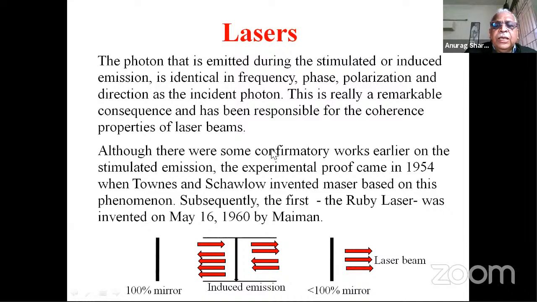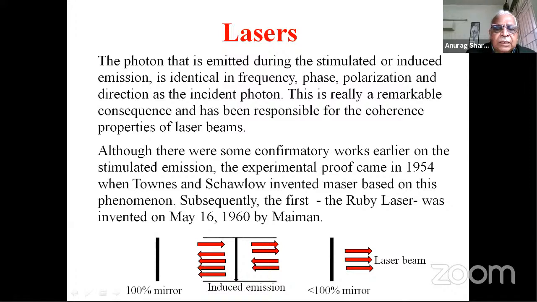So although there were some confirmatory works earlier on stimulated emission, the experimental proof came in 1954 when Townes and Schawlow invented the maser based on this particular phenomenon. Maser stands for microwave amplification by stimulated emission of radiation. Subsequently, the first ruby laser was invented on May 16, 1960, as Professor Ghatak said in the morning. May 16 is why it is called the Day of Light.